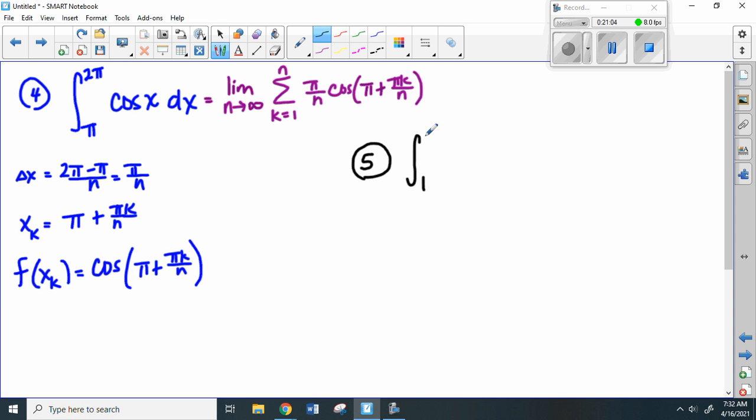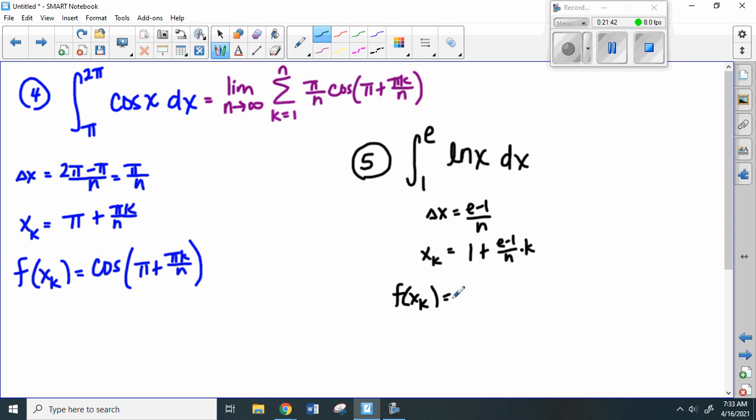All right, and then let's do one more right here. All right, how about we go from 1 to e of ln of x dx? Okay, so delta x is going to be b minus a over n. I cannot simplify that in any way, shape, or form. X sub k is going to be the a value, which is 1, plus my delta x times k. I can put k on top, but I would have to put e minus 1 in parentheses. And then f of x sub k would be the natural log of that.